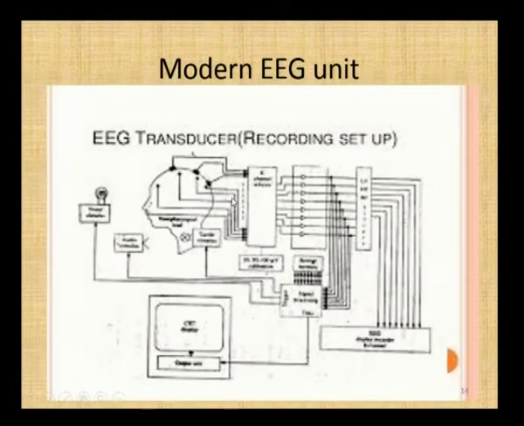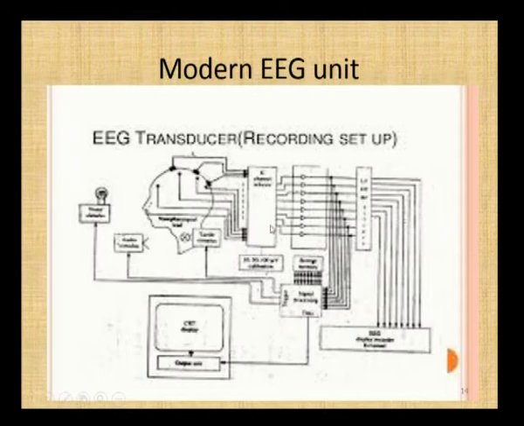Here comes another, modern EEG unit. So here we have a detailed measurement. Here is the position of the patient's skull, then the placement of electrodes, and it is connected to the amplifier circuit. This amplifier circuit gets input from each and individual electrode that is placed on the skull of the patient. So all these waves will be recorded in the amplifier circuit.